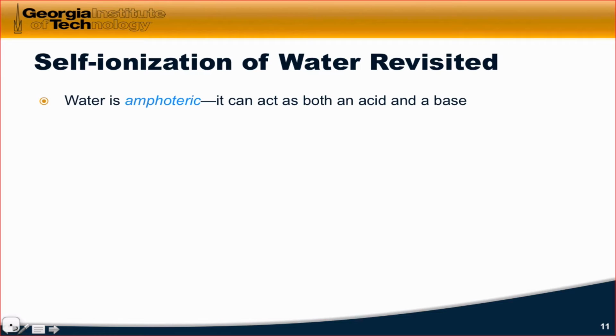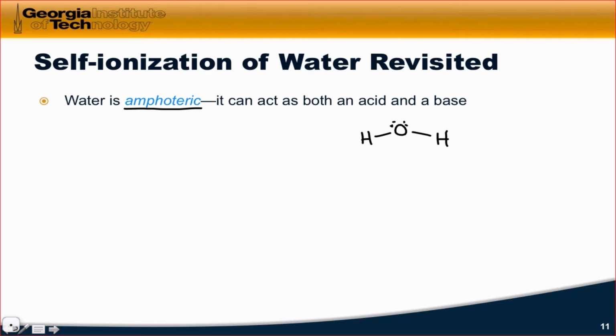Water has the property of being amphoteric. This means it can act as both an acid and a base. It can act as an acid because it has a proton within it that can be surrendered to a solvent, and it can act as a base because it can accept a proton using one of its lone pairs.